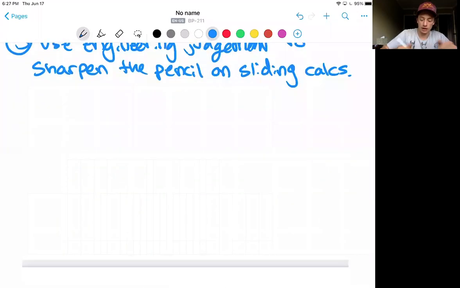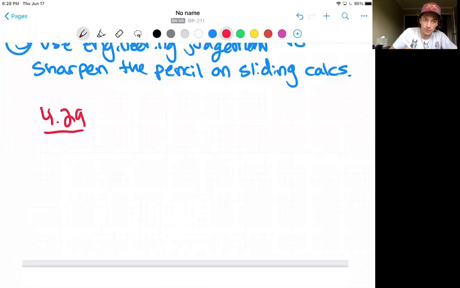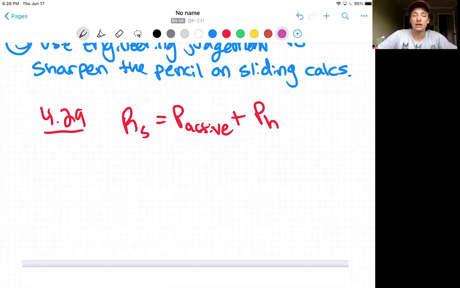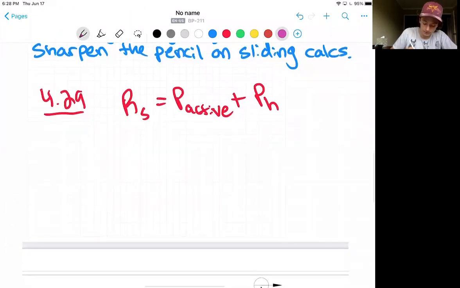Now, equation 4.29 of the manual shows what our sliding driving force will be, as R_S equals P active, so the earth pressure, plus PH, which is the horizontal force from the cables on the anchor. And in the following tips and tricks for abutment or anchor sliding, we will make the assumption that the entire abutment acts like a single block.